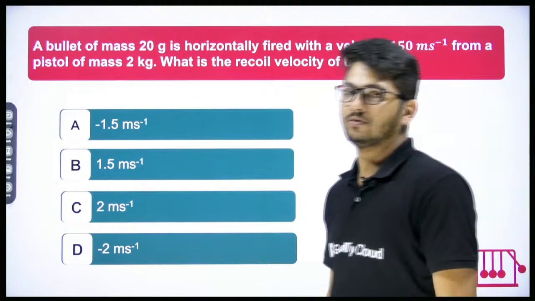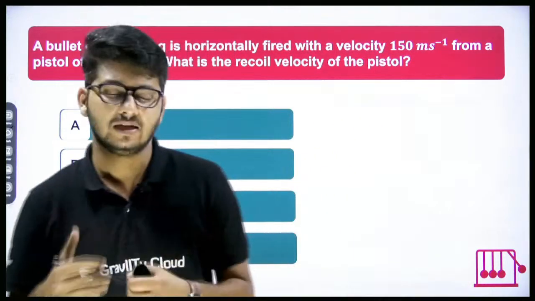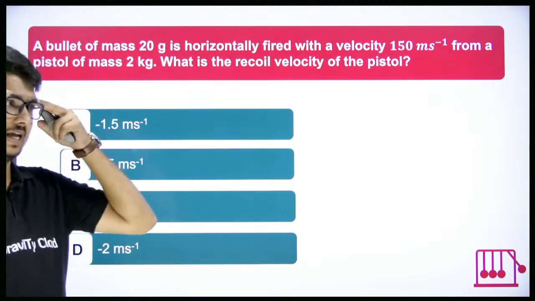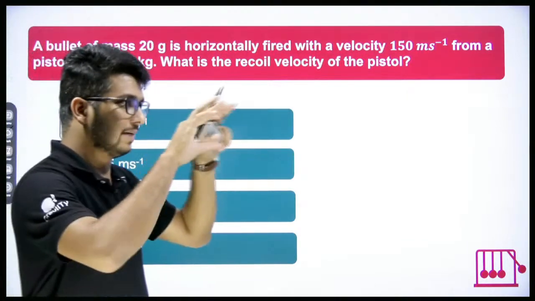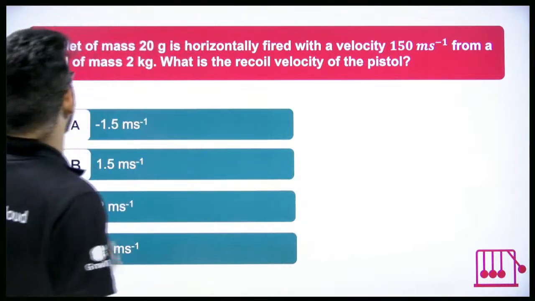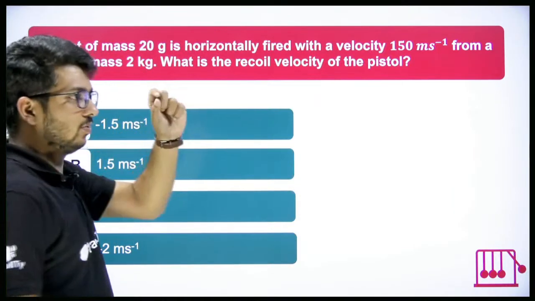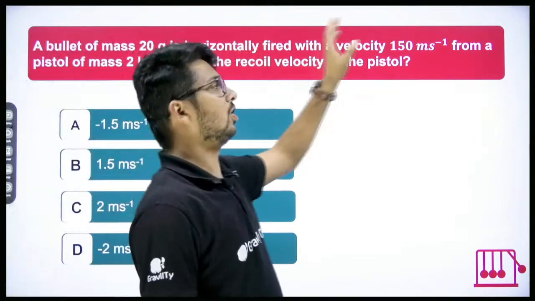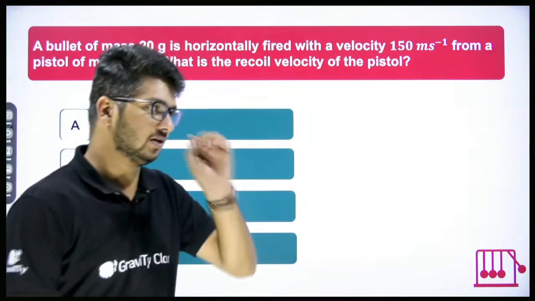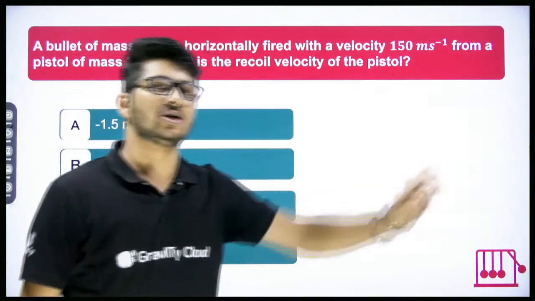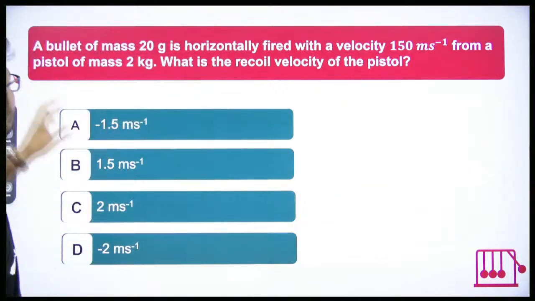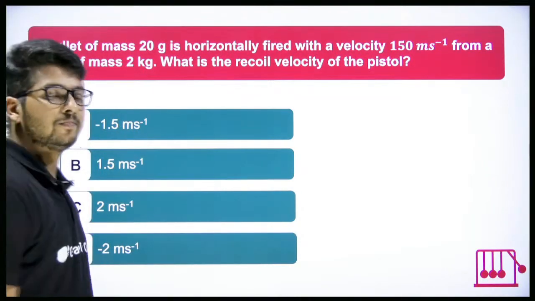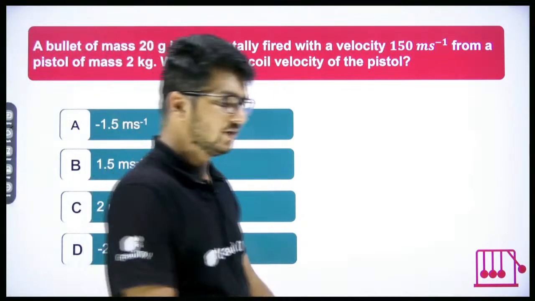So let me solve it now. So first, anywhere, the most important thing will be to understand the question. What's happening? You have to start imagining things like everything is happening in front of you. So here a bullet of mass 20 grams is horizontally fired with a velocity of 150 meter per second. The bullet is going forward with 150 meter per second. From a pistol, the gun has 2 kilogram mass. What is the recoil velocity of the pistol?